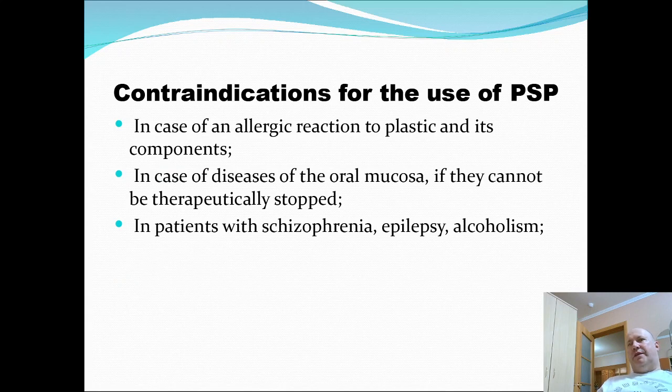And here you can see the next one. These are contraindications for using the partial removable dentures. The first one, it's in the case of an allergic reaction to plastic and its components. In case of diseases of the oral mucosa, if they cannot be therapeutically stopped. In patients with schizophrenia, epilepsy, and alcoholism.